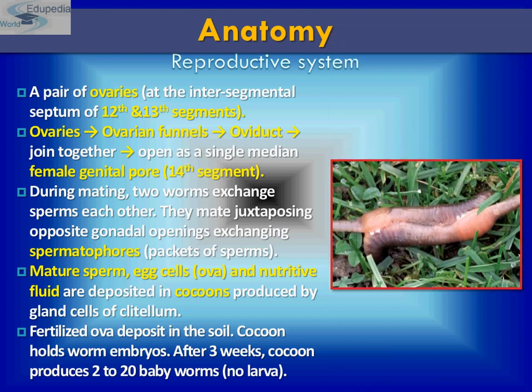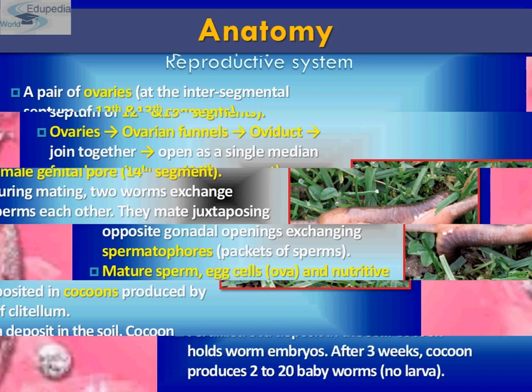This is the juxtaposition, where they mate in the opposite gonadal openings, and thus they exchange their spermatophores, which we call packets of sperms.